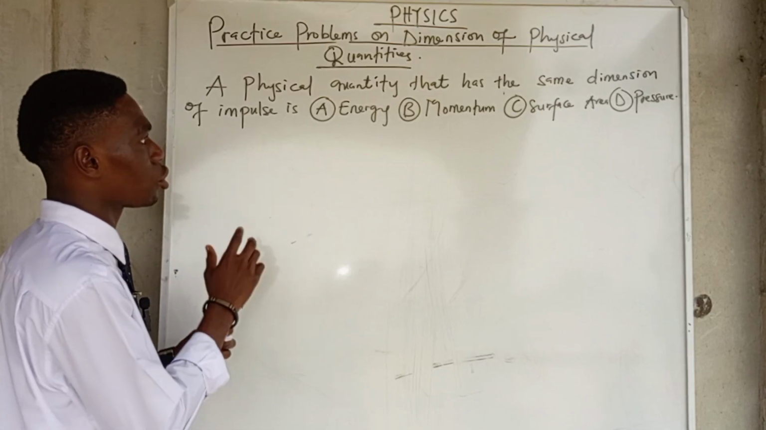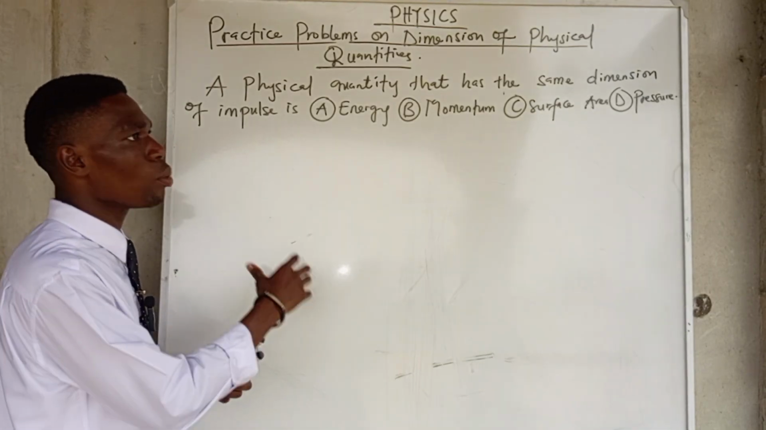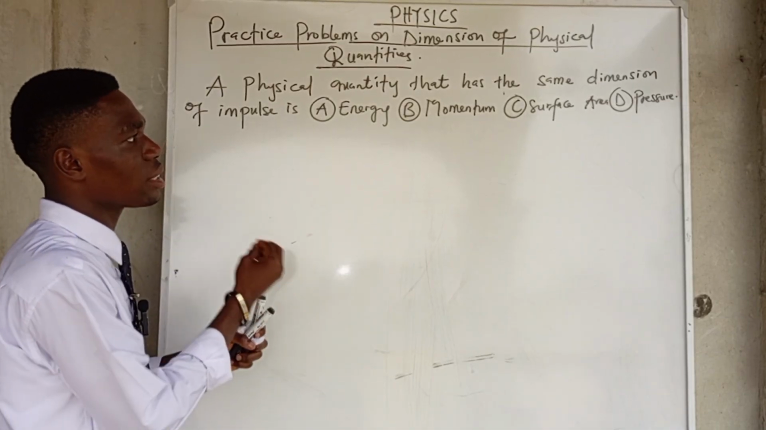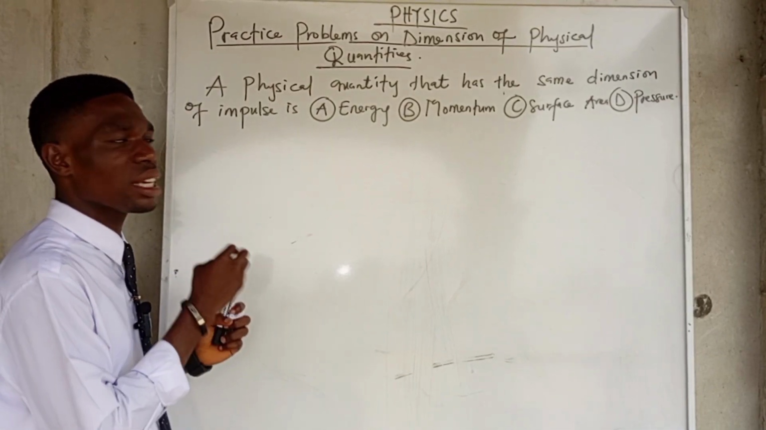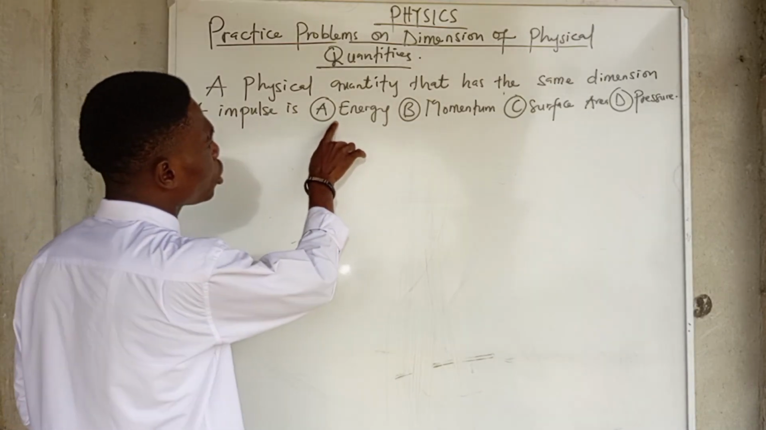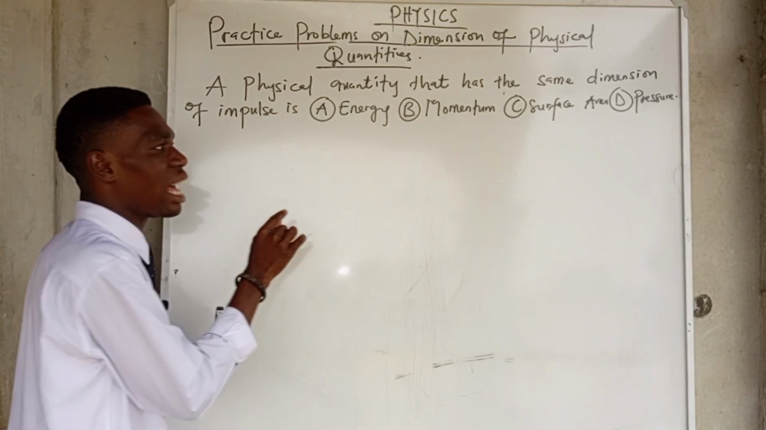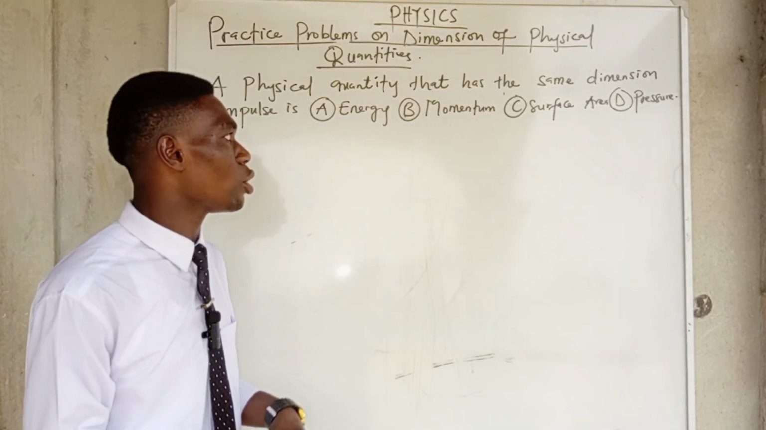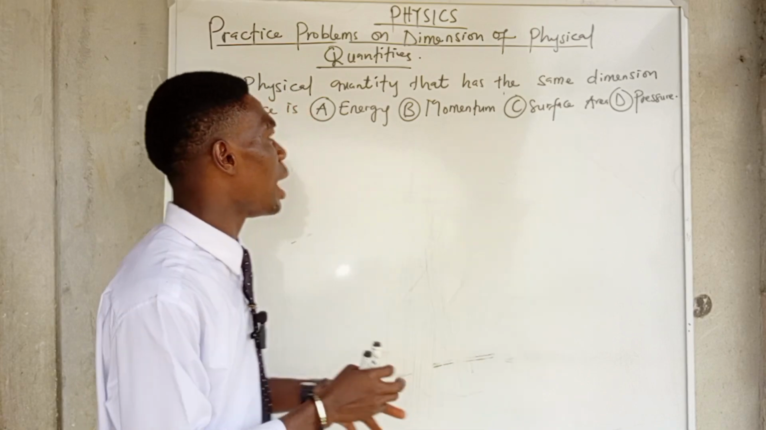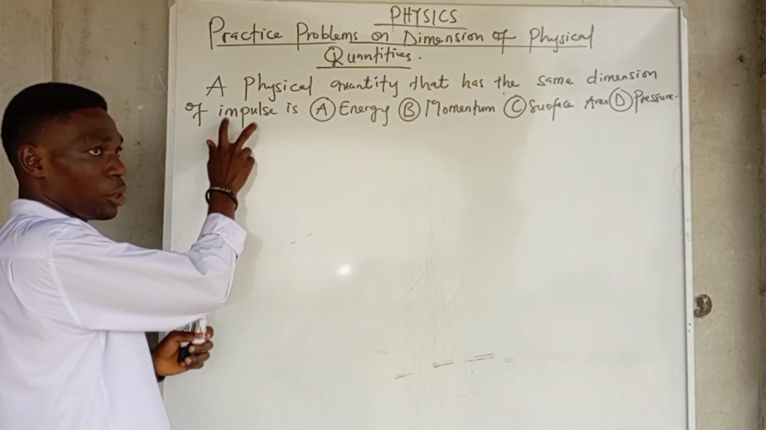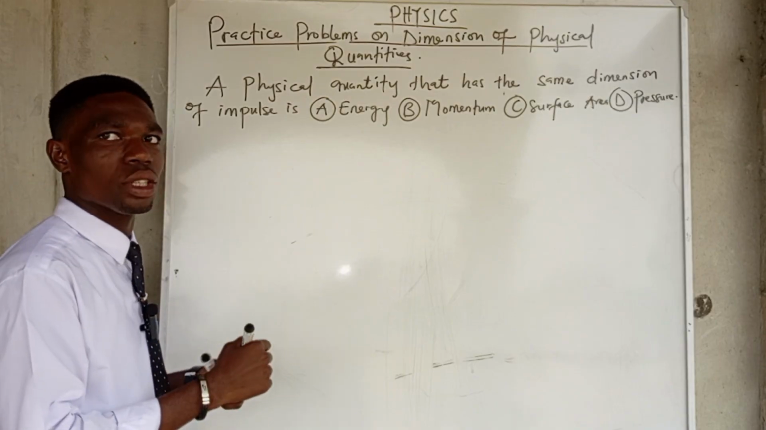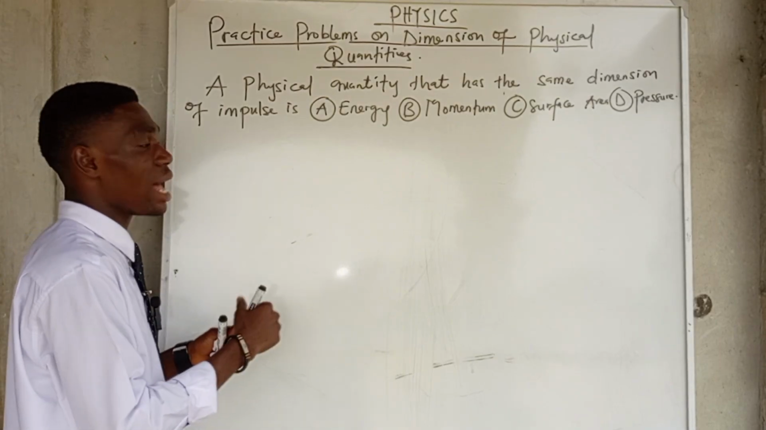And so we are going to be looking at how to solve this problem. Now, most persons might like to take a different approach, but if you look at this problem, I think this question is very simple and you can solve it in just a second. Some persons might want to start solving for the dimension of energy, then momentum, then surface area, then pressure, and only start comparing after they have also solved for the dimension of impulse. That will be time consuming. But I'll just give you a simple trick to get the answer to this question.